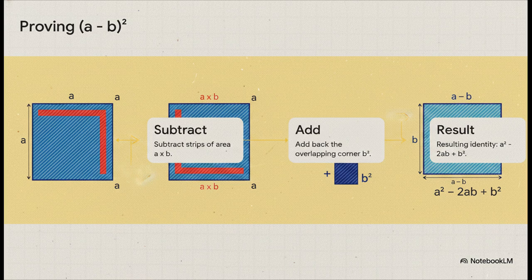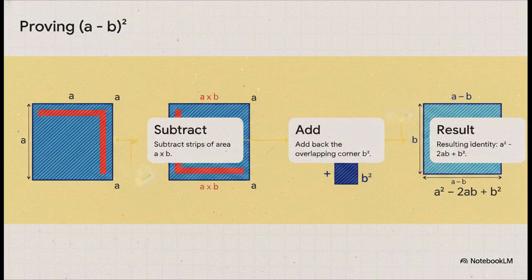Imagine a large square with side length a, which gives it an area of a squared. Now, we want to find the area of a smaller square inside it with side length a minus b. To do this, we subtract a vertical rectangular strip with an area of a times b and then a horizontal strip also with an area of a times b.